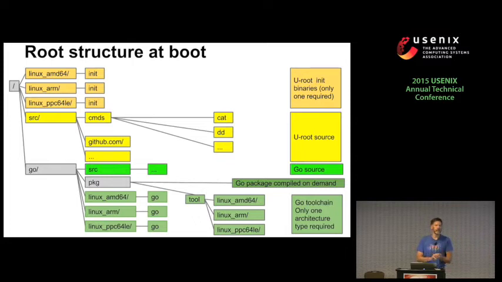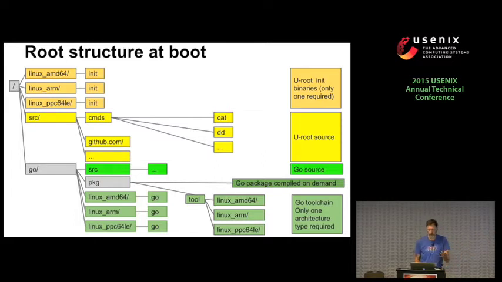So when Linux boots and it unloads the init RAM FS into memory, you get this structure shown here. Now maybe in uroot max we'd have the different inits at the top that we've compiled for the different architectures. In the middle, there's the uroot source in yellow, and you can see there's source commands, things like dd and cat. GitHub.com, those are packages we brought in from elsewhere that we compile. You can see the Go source in green, and you can see the Go package directory there, and the Go packages are compiled on demand, so that's essentially empty. And then finally at the bottom, the slightly lighter green is the components of the Go tool chain. So that's what it looks like after boot.